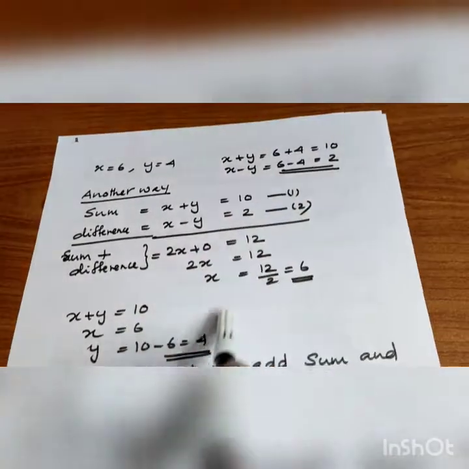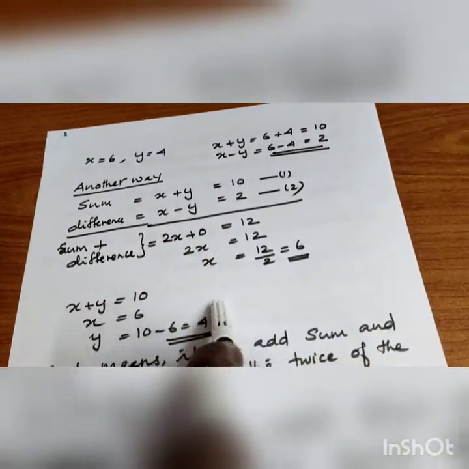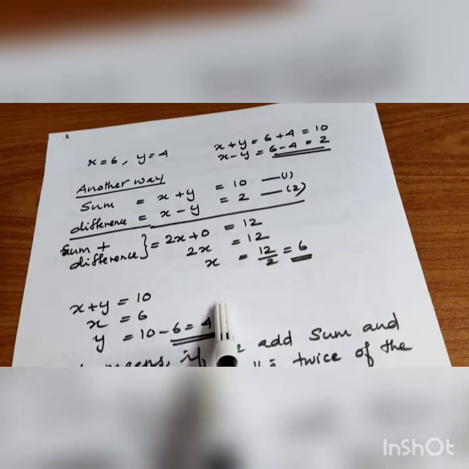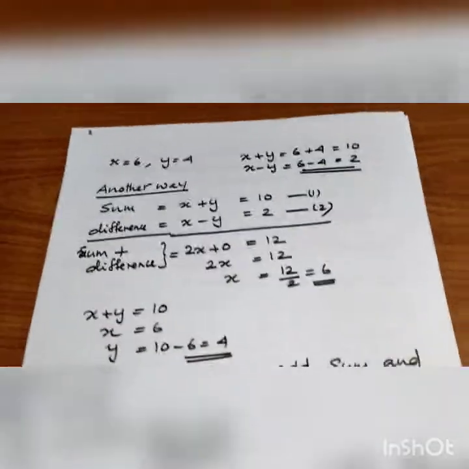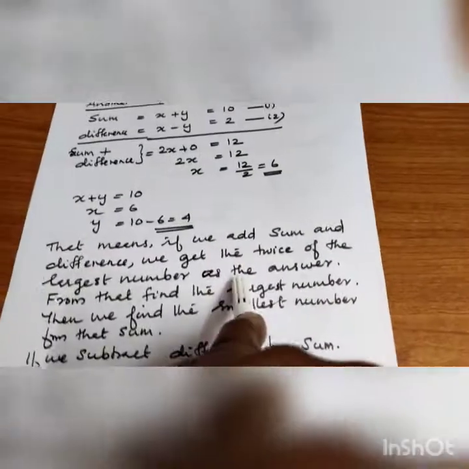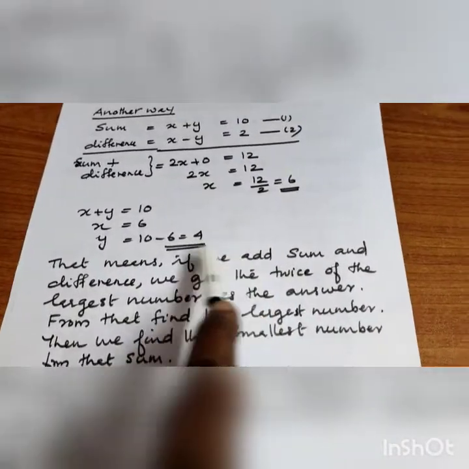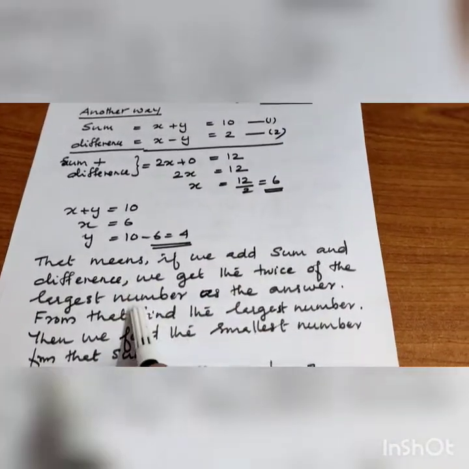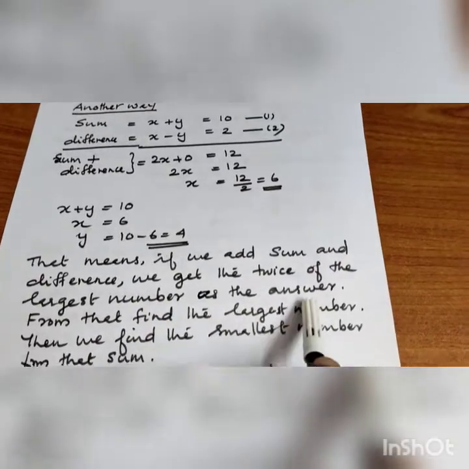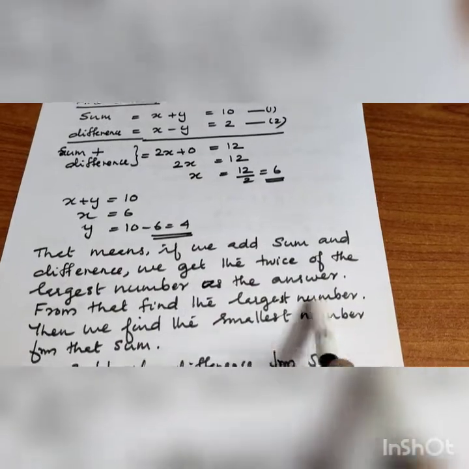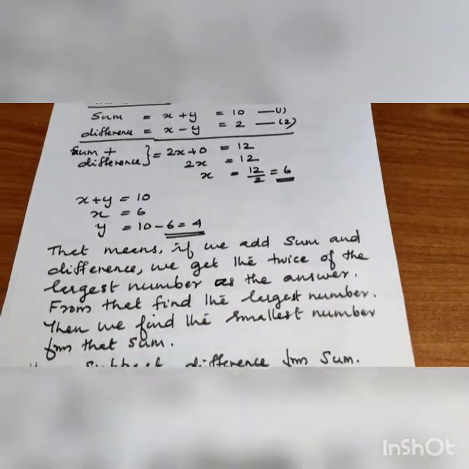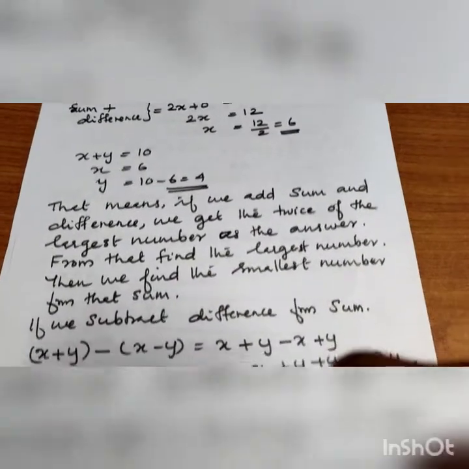This method you will study in the higher classes, 8th and 9th. That is why I am presenting it here also. That means if we add the sum and difference, we get twice the largest number as the answer. From that, find the largest number, then we find the smallest number from the sum.